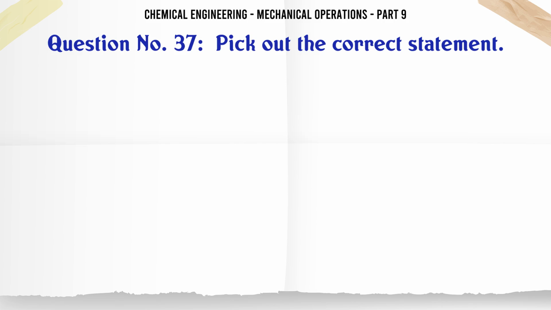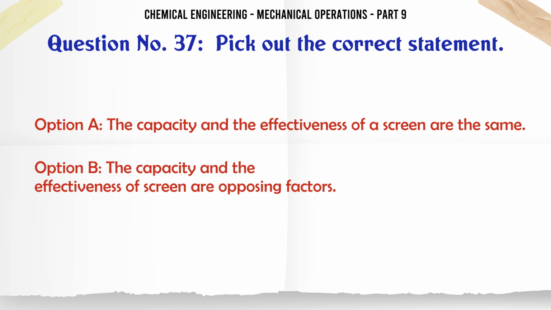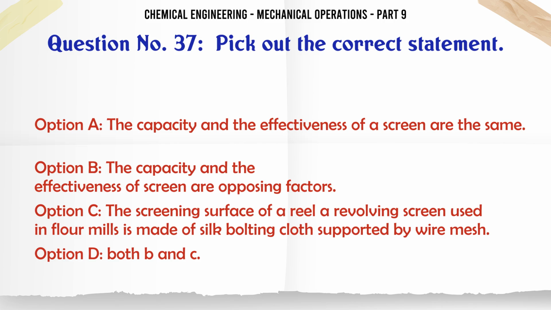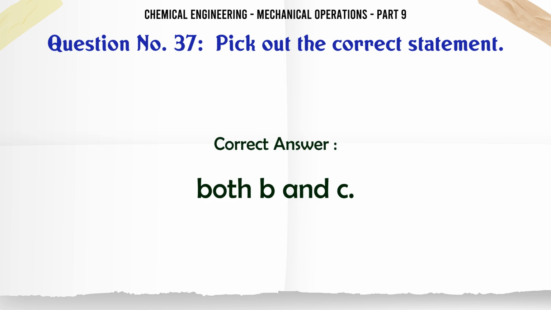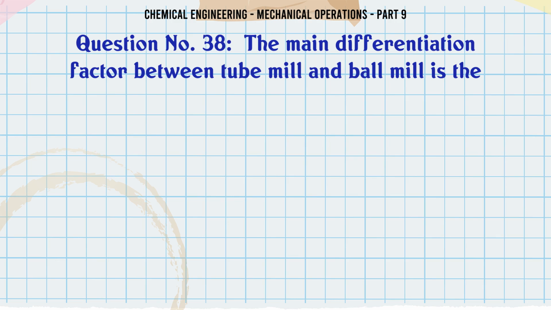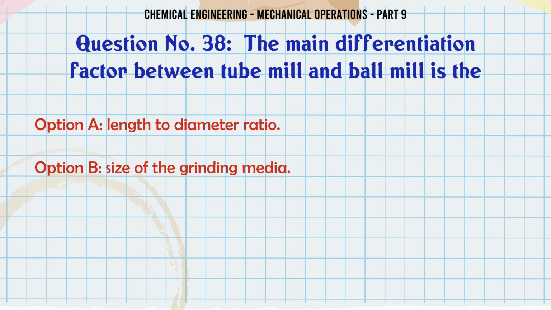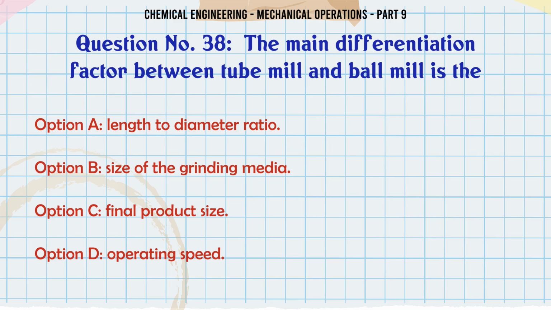Pick out the correct statement. A. The capacity and the effectiveness of a screen are the same. B. The capacity and the effectiveness of screen are opposing factors. C. The screening surface of a revolving screen used in flour mills is made of silk bolting cloth supported by wire mesh. D. Both B and C. The correct answer is both B and C. The main differentiation factor between tube mill and ball mill is the A. Length to diameter ratio, B. Size of the grinding media, C. Final product size, D. Operating speed.